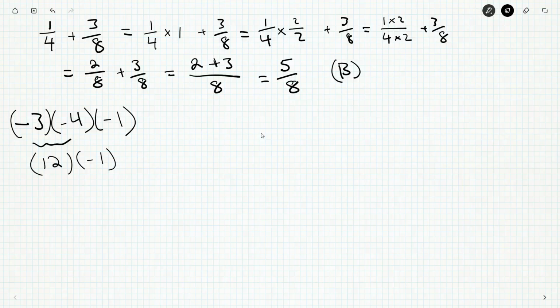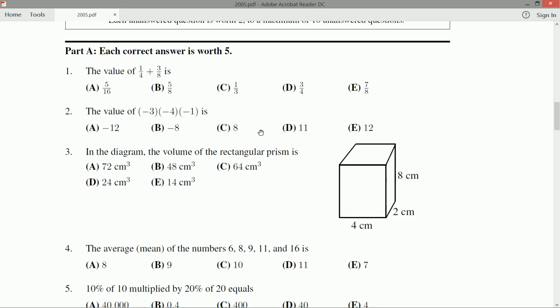And now 12 times -1. Well, 12 times 1 is just 12. The minus sign makes it negative because there's not another one to cancel out. So we do get -12. Just like the calculator said, this one isn't particularly hard either way. But we get a -12.